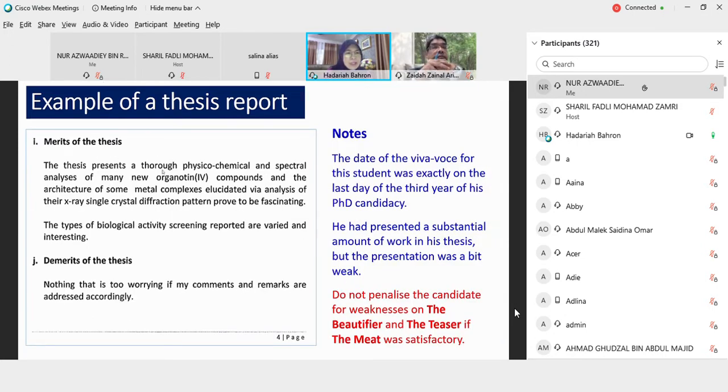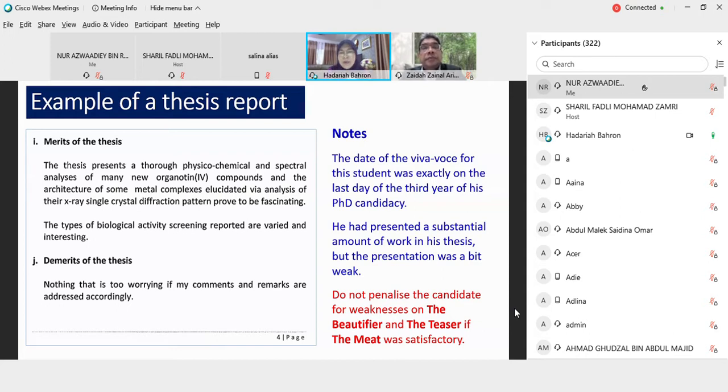Notes, for example, what are the merits of the thesis. The date of the Viva-Voce for the student that I was evaluating was exactly on the last day of the third year of his PhD candidacy. So he actually submitted maybe about 2.5 years after he began his PhD. He had presented a substantial amount of work in his thesis, but the presentation was a bit weak. There were a lot of grammatical errors. There was a lot of, in Malay we say celaru. It's very lumped together.